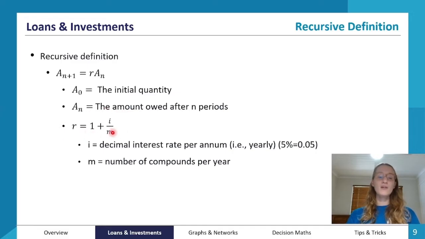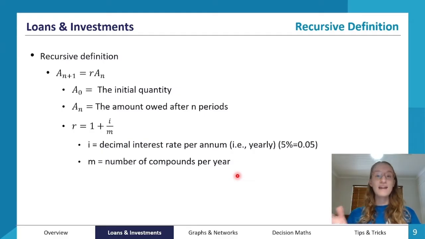So a better way to think of this rather than i over m would be r equals 1 plus the decimal interest rate per annum divided by the number of compounds per year. So when we're talking about the decimal interest rate, per annum is referring to yearly. And when we're talking about decimal, that means in decimal form. So if the interest rate on a loan or investment was 5% per annum, then we'd say 0.05 divided by the number of compounds per year.